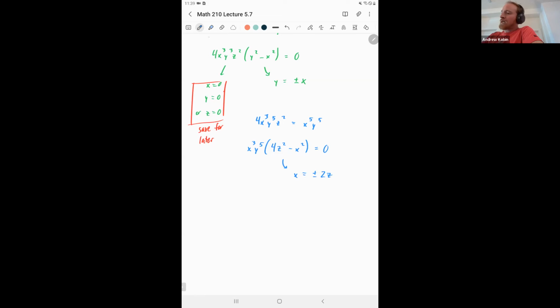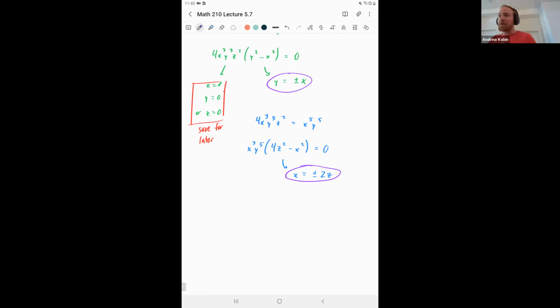Okay, so now we have a lot of information assembled. We have that y has to be plus or minus the x coordinate, and the x coordinate has to be plus or minus the z coordinate. So actually, as long as we pick a z coordinate, x and y coordinates are determined up to having plus or minus. So there'll be multiple points here for each z choice.